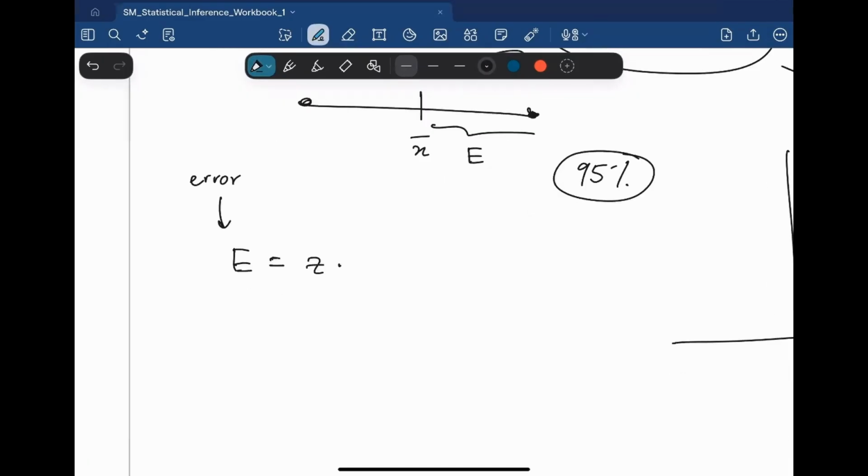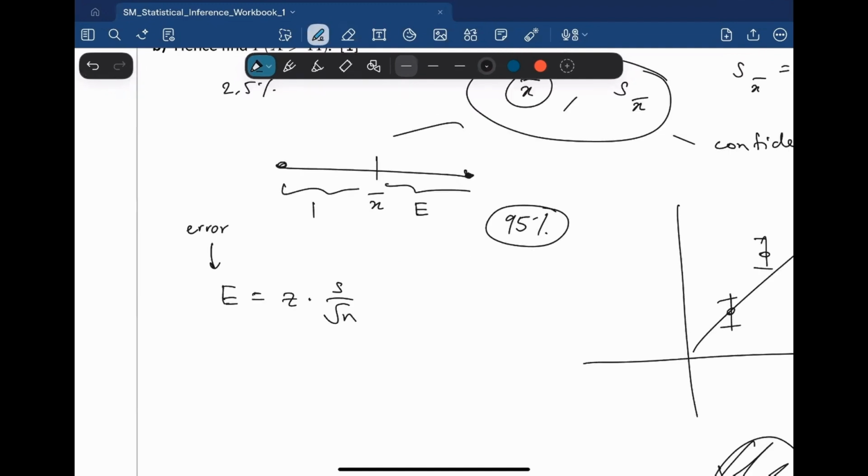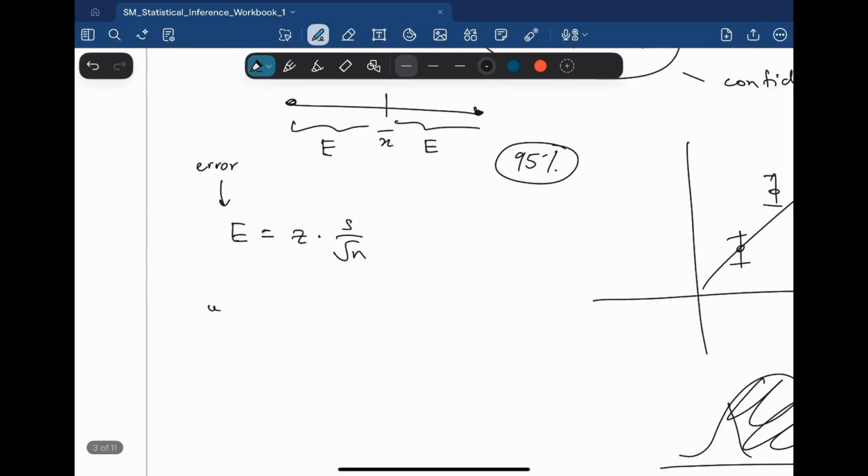We multiply S on root n. You'll see S. What does this S mean? That's just your standard deviation of the sample. It's symmetric, so that means x bar is in the middle, your mean, and then you have the error on both sides. So when questions talk about the full width of your interval, this is 2E, and other names, they go by margin of error. This is also your standard error.